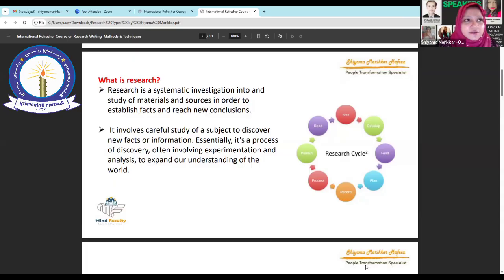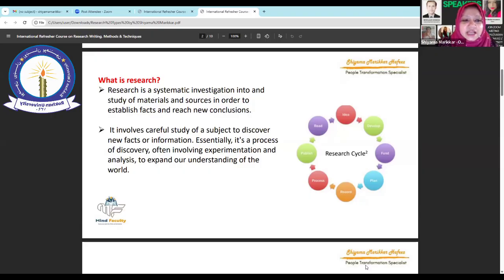For example, if someone says that I'm going to buy a car, and I am doing research on what types of car are available in the market, it is not research. It's just finding information. So we should know the difference between just finding information and research.